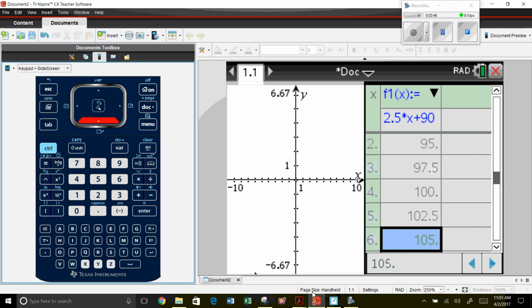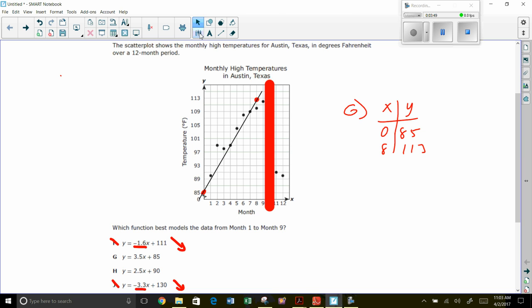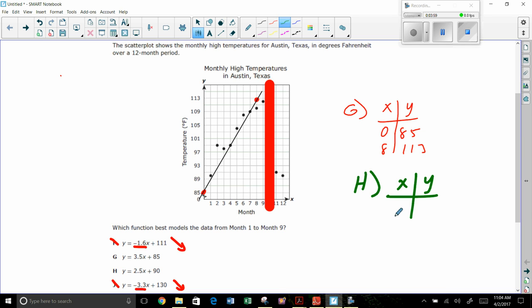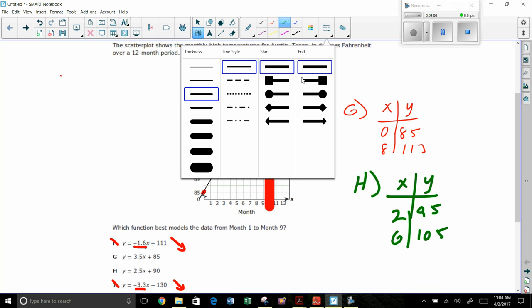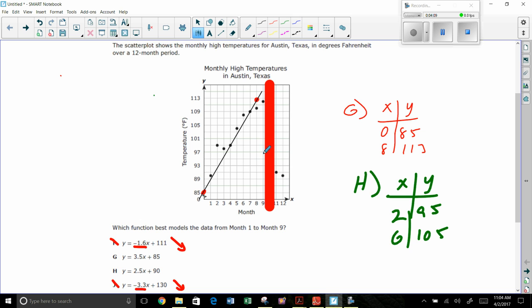So let's go back to our problem. Let's pick another color for this one. This time we're doing H, and the points we're going to use for H are 2, 95 and 6, 105. Let's put those dots on the graph. So 2, 95 is going to be right there, and then 6, 105 would be right here.